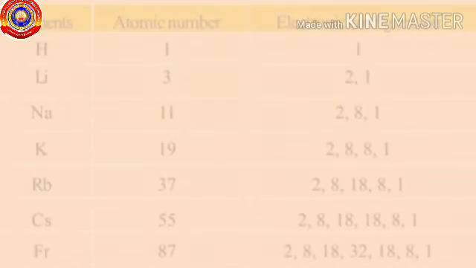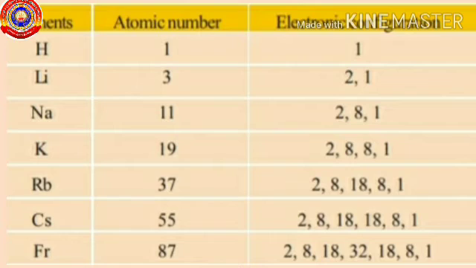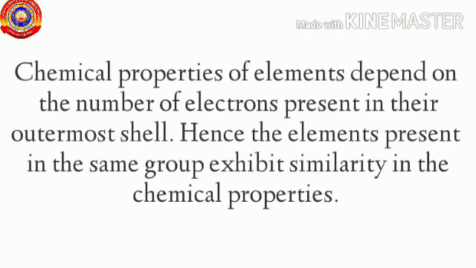So, here it is. Name: carbon, its symbol is C, atomic number 6, configuration is 2,4, and it exists in the solid state. Now see the electronic configuration of group 1 elements of the periodic table. Did you see any peculiarity in the electronic configuration of the outermost shell of these elements? It is clear that the elements in group 1 exhibit similarity in chemical properties. So we can say that chemical properties of elements depend upon the number of electrons present in the outermost shell. Hence, the elements present in the same group exhibit similarity in chemical properties.